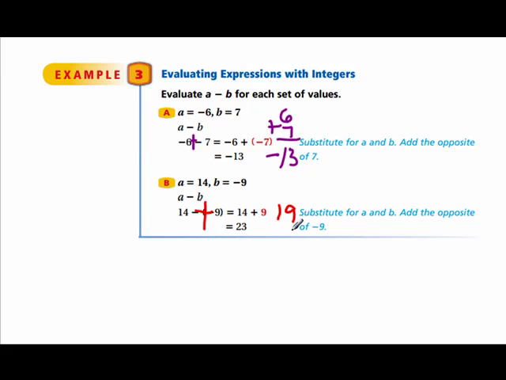I know that they both have the same sign. Oops, sorry, that's a 14. They both have the same sign, so I can just quickly find their sum. I know that 23 should be positive because both of my numbers are positive.